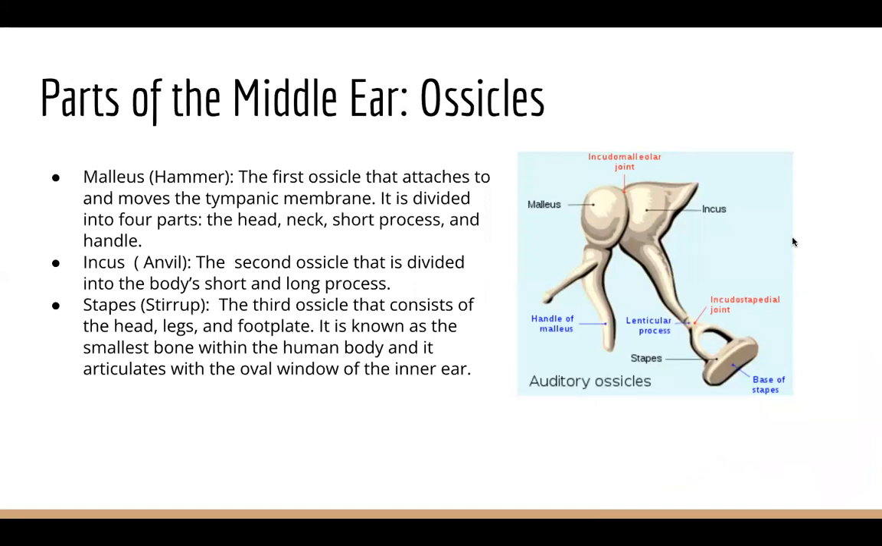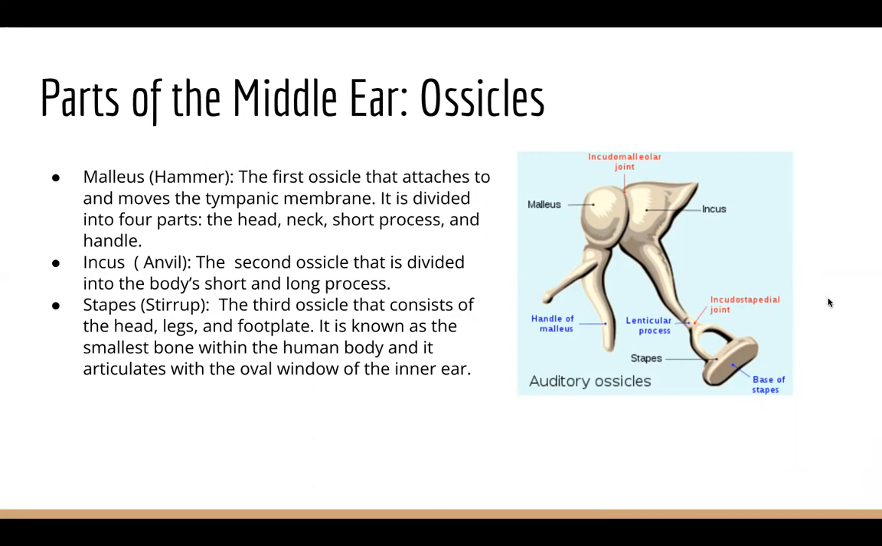Parts of the middle ear, ossicles. The first ossicle is known as a malleus, also known as the hammer, and it attaches to and moves the tympanic membrane and is divided into four parts: the head, neck, short process, and handle. The handle of the malleus attaches loosely to the tympanic membrane, and the head of the malleus attaches to the incus and forms the incudo-mallear joint. On average, the malleus has a height of 8 millimeters and 2.7 millimeters in width.